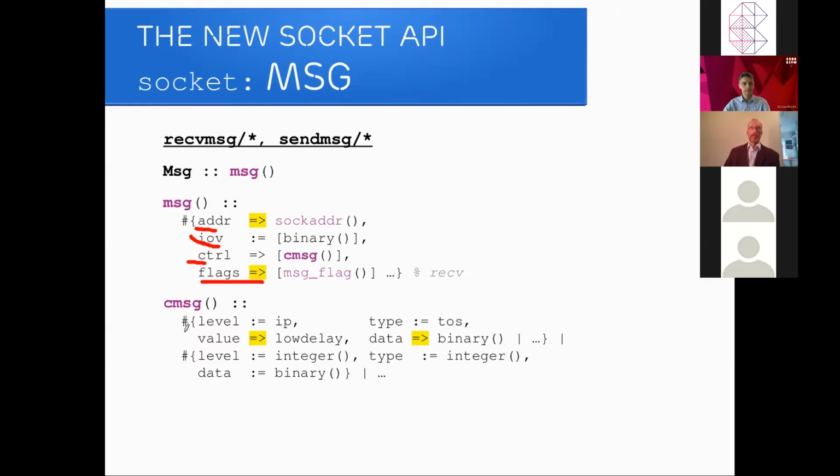That leads us to another record, or map, really. You can, for a message, say in the symbolic notation that the IP type of service should be low delay. You may also give a binary for this value if you know what it should be on your platform. And you can also use a raw format with integers for level and type and data.